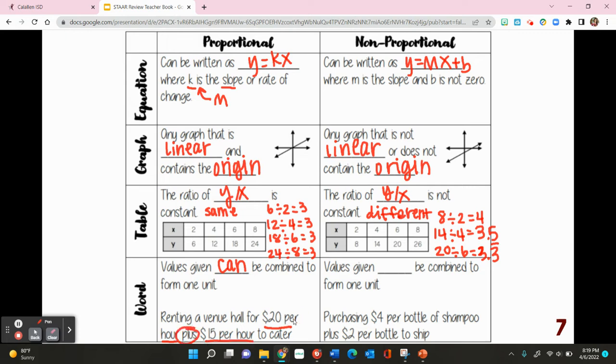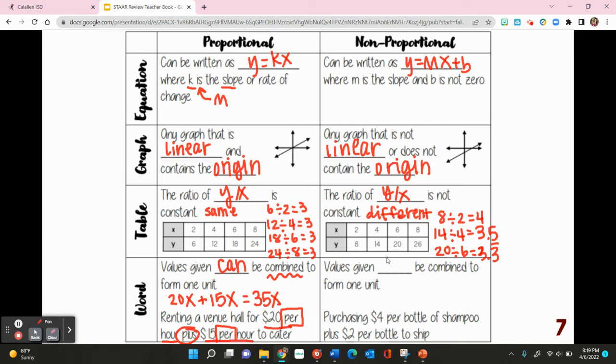Now, remember, words like per, each, every, those are words that indicate x. So, here I see $20 per hour and I see $15 per hour. And they are both representing hours as well. This is both monies per hour. So the way I can write the equation for this is 20x for $20 per hour plus $15 per hour. And I can simplify this because 20 plus 15 is 35x. So again, this is where it can be combined.